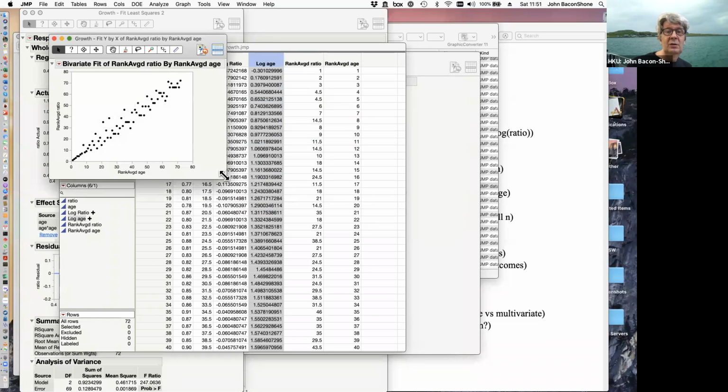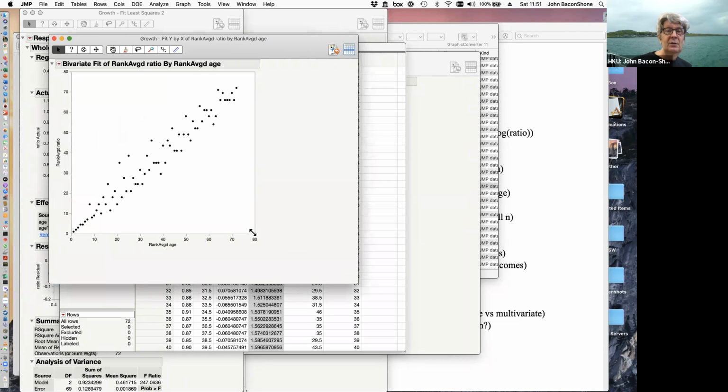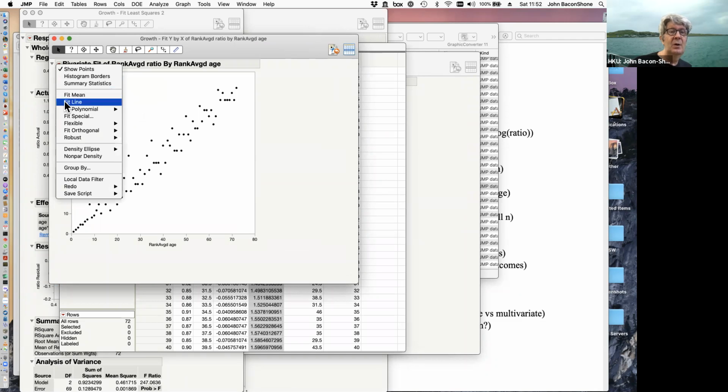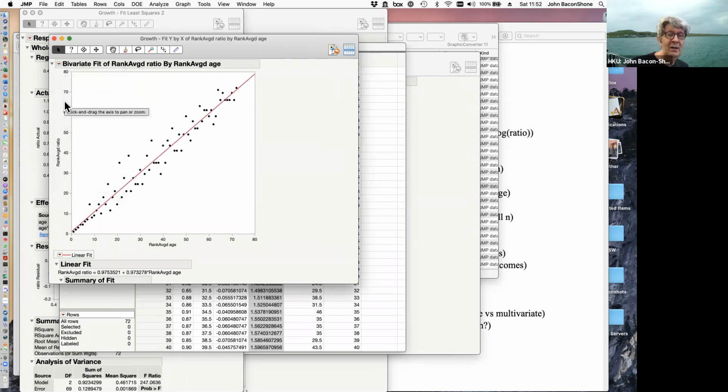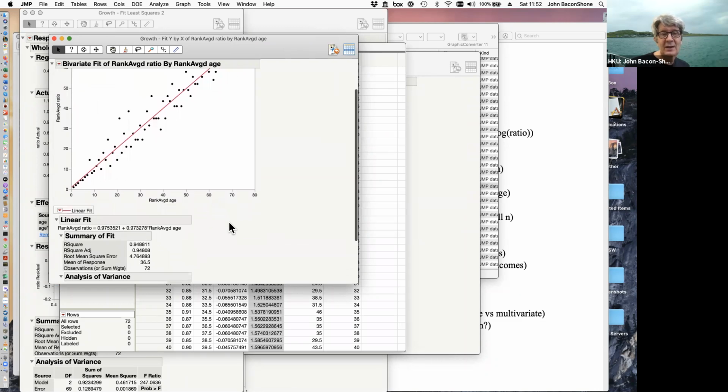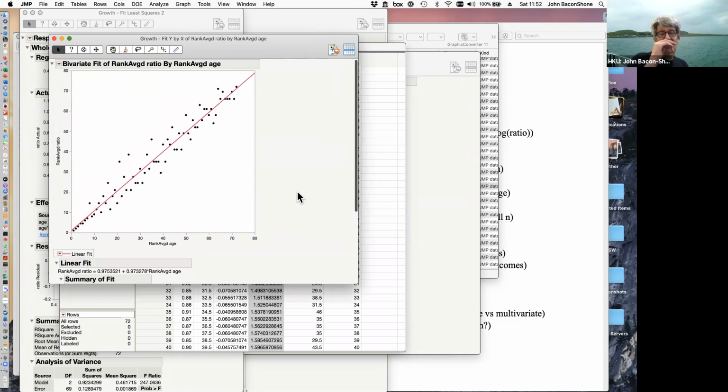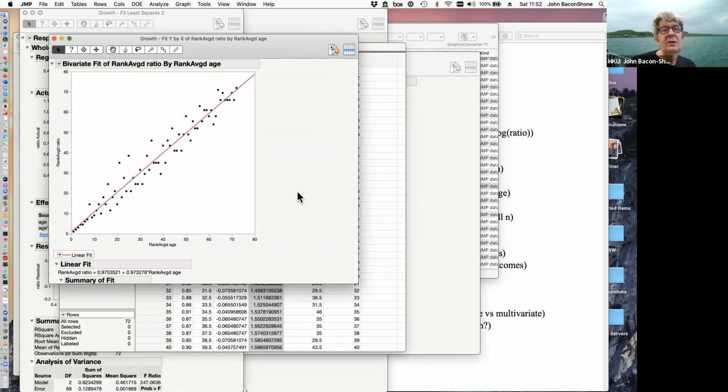And lo and behold, we have an almost perfect linear relationship. And if we now fit the linear model to this, you can see the linear model works remarkably well. And what about the adjusted R squared? That's again about 95%. So in other words, the model that says the rank of ratio increases linearly with rank of age has almost exactly the same fit as our log-log transform model in terms of how well the model fits. So in other words, that suggests that the part that isn't explained from the rank-rank model is probably genuinely random variation that has nothing to do with age.